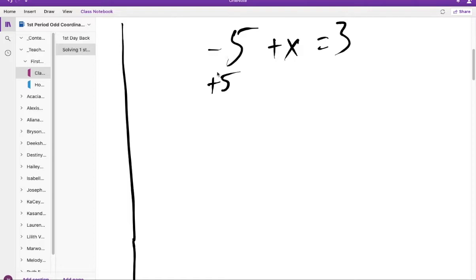So this -5 plus 5 is going to go away, and I'm going to have to add it on both sides. So again, -5 plus 5 is 0, so this just cancels. So this leaves me with x equals 3 plus 5 gives me 8. So then I can go back and ask myself, does -5 plus 8 equal 3? And yeah, it does. So that means we did it right.